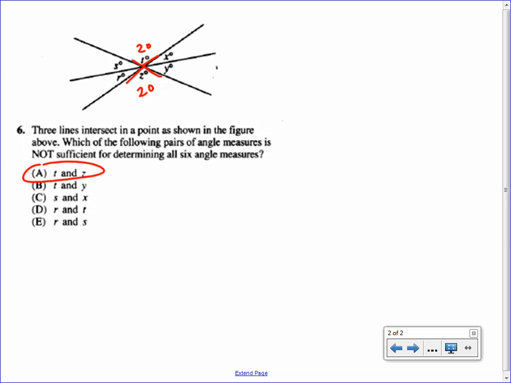Let's just pretend it's 20. And then if you have the value of angle Y, then you're also going to know the value of angle S here. And then in turn, you'll be able to figure out the value of angle X because these 3 angles will add up to 180 degrees. So T and Y are sufficient for determining all 6 angle measures. And similarly, the same is true with S and X, R and T, and R and S. So A is the right answer.